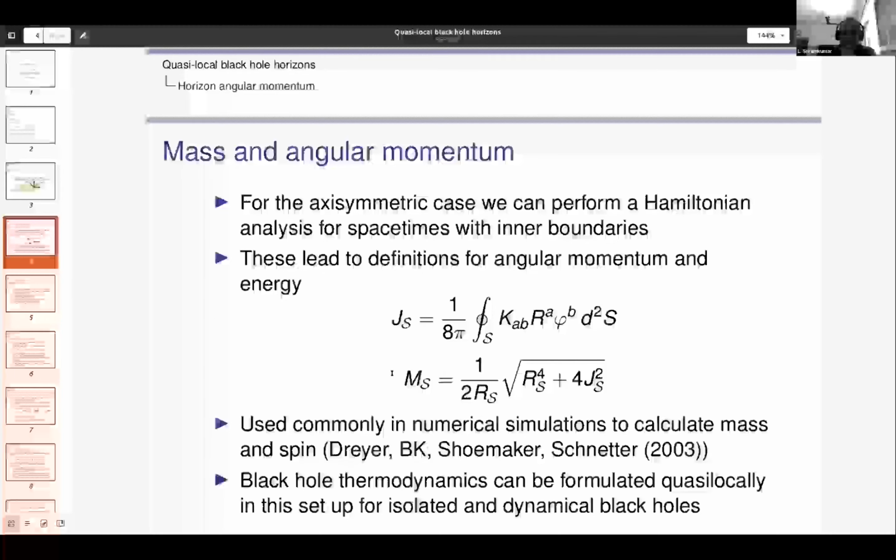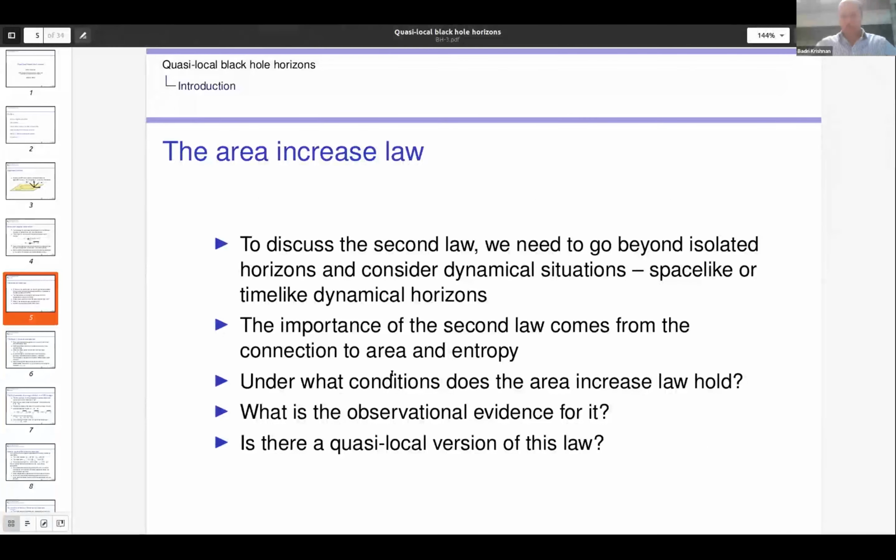So let's proceed. Now let us go to a dynamical situation, and the important thing that we'll focus on is the area increase law. If you recall, I sketched for you the proof of the area increase law for event horizons in the very first lecture. We saw that the proof depends critically on the focusing points on the event horizon, how you rule those out, and how you then show the area increase law for event horizons.